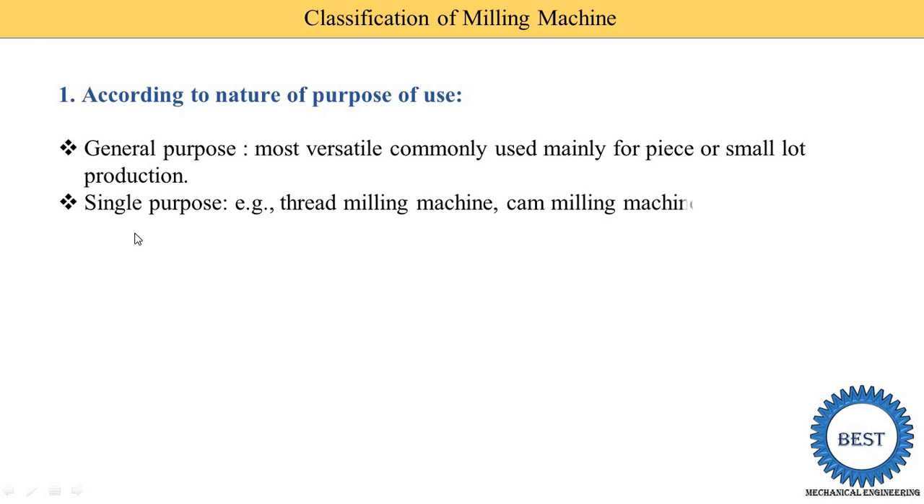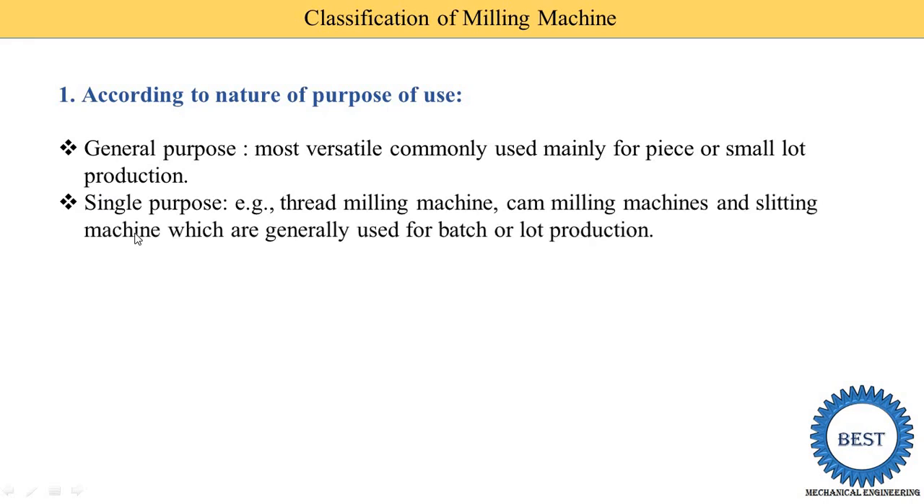Another is single purpose. Single means they are used only for performing one type of operation, such as a thread milling machine. On a cam milling machine they only manufacture cams. A thread milling machine is only used to create threads on different types of workpiece. Slitting machines are generally used for batch or lot production. So single purpose is used for batch as well as lot production.